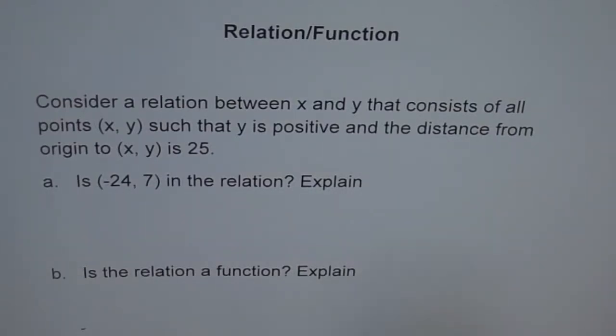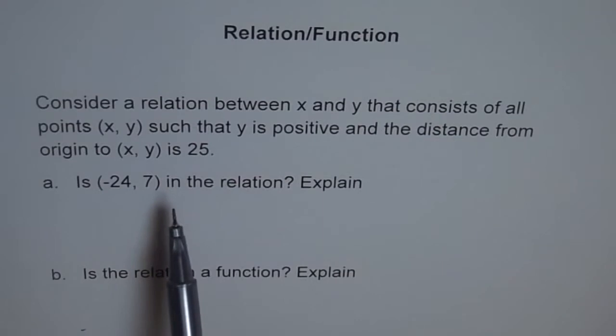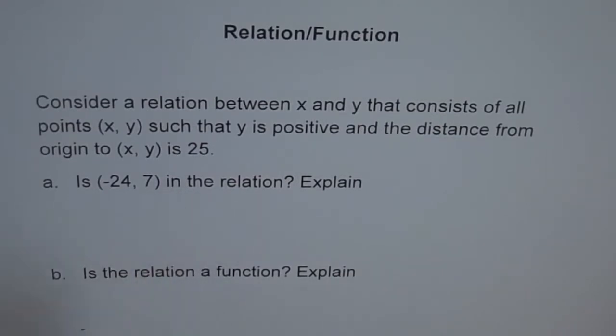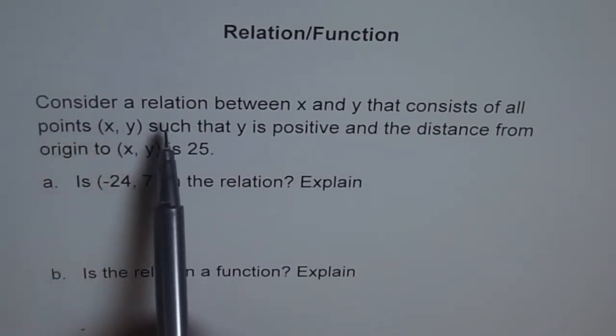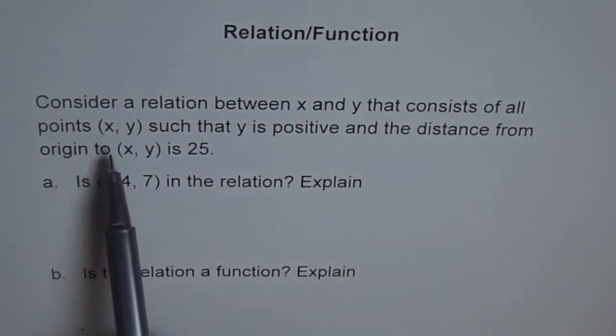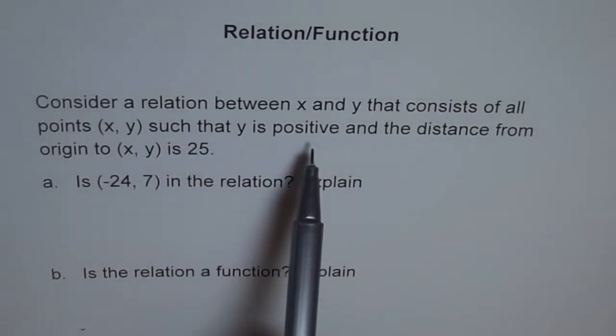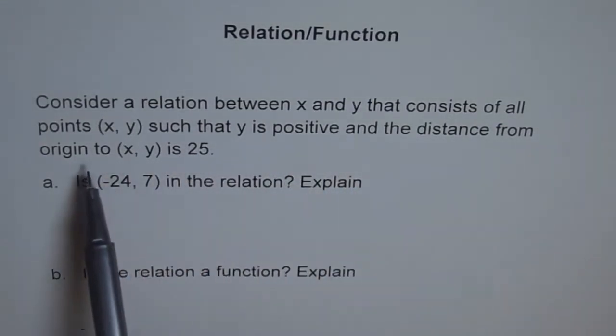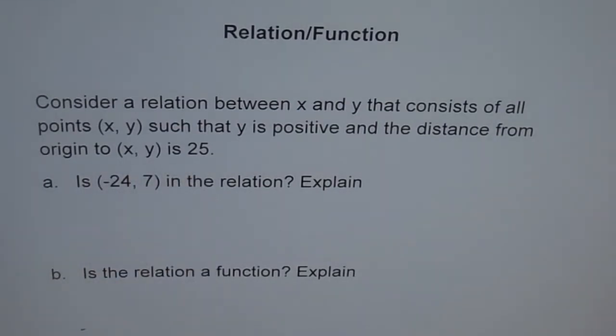Hello. Let's try to figure out whether we have an example of a relation or a function here. The question states: consider a relation between x and y that consists of all points (x, y) such that y is positive and the distance from the origin to (x, y) is 25. So what does this mean? Is it a circle? I think it is a half circle because y is positive. And then the first part: is the point (-24, 7) in this relation? Explain. Is the relation a function?